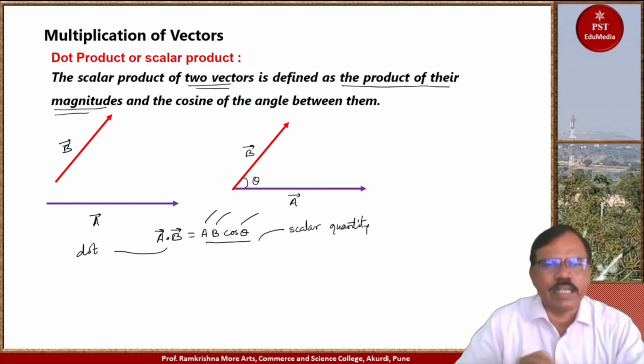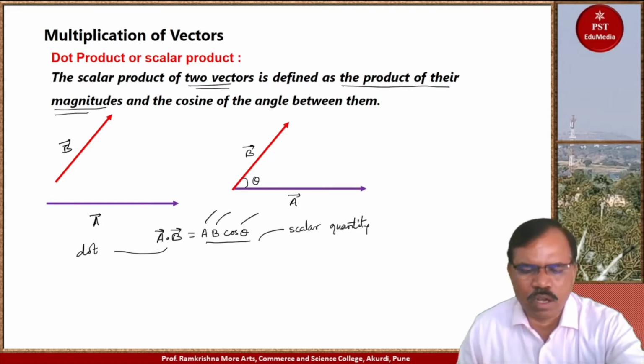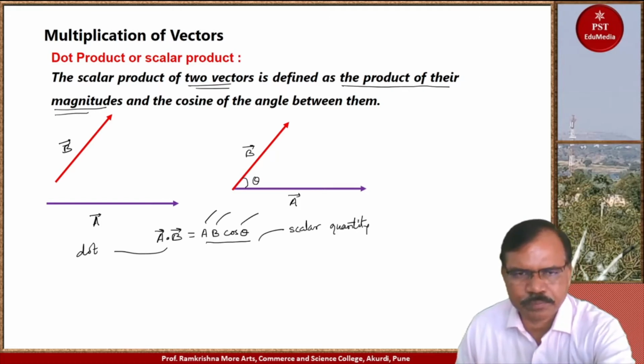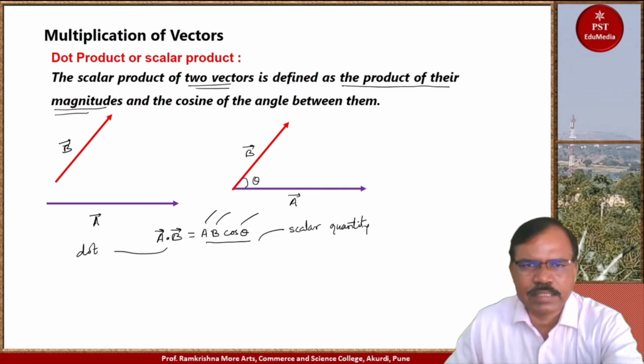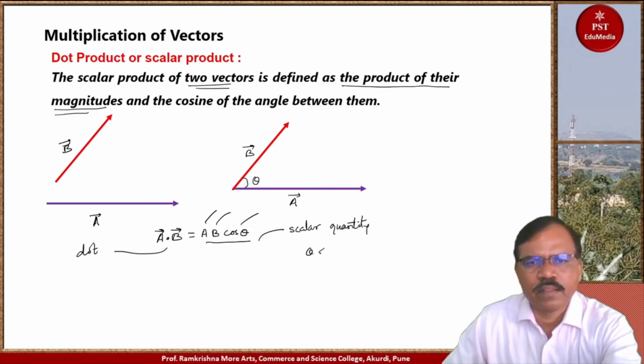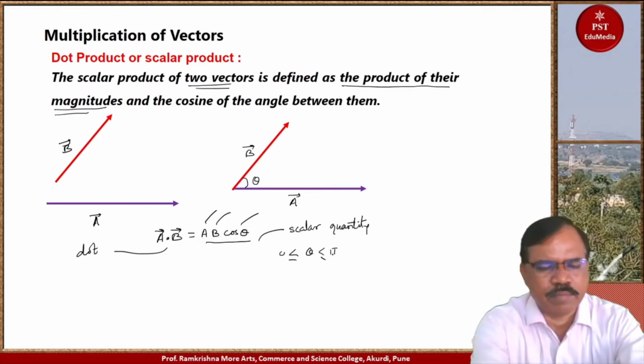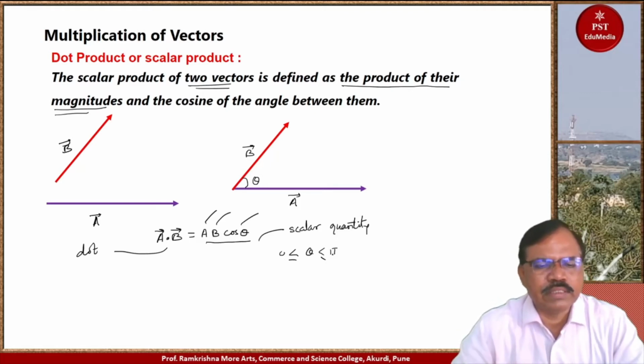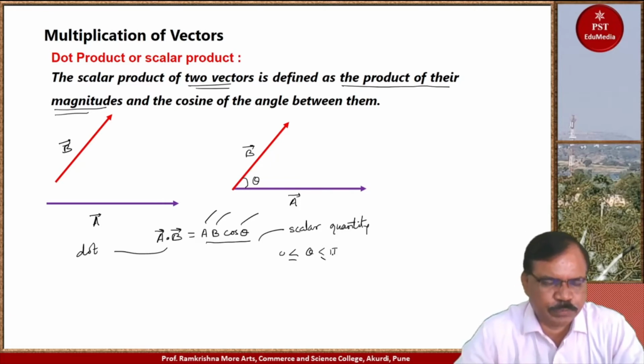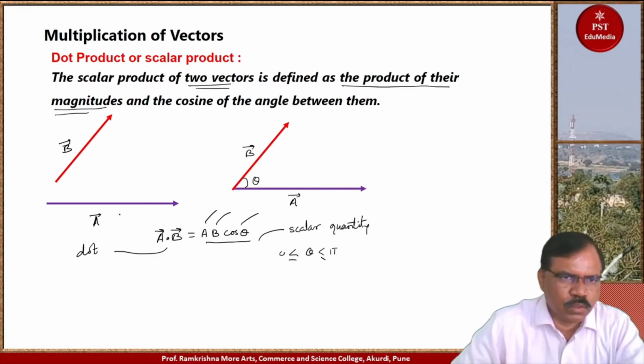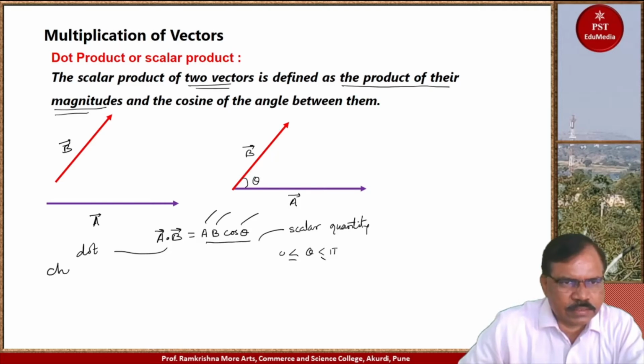It is called a scalar quantity. That's why it is also called scalar product. Now here theta lies between 0 and pi. Now we'll see some characteristics of this.